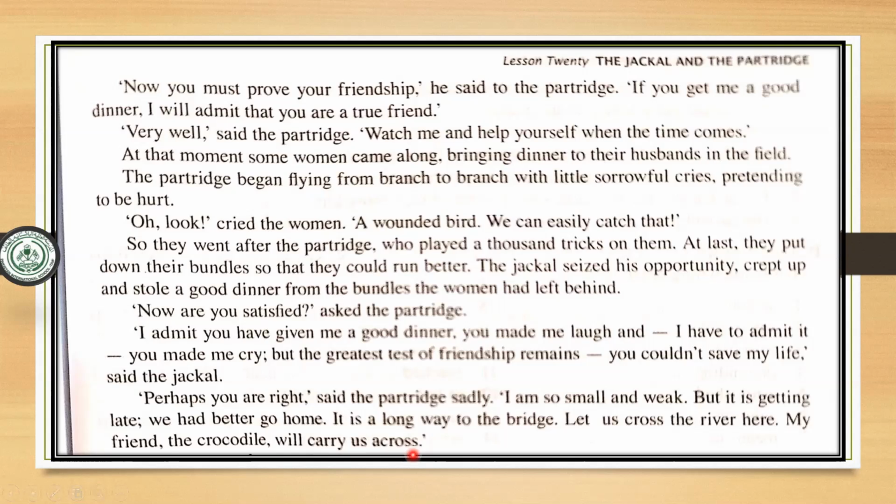Now, dear students, the partridge becomes sad and says, "Yes, of course, you're right. I couldn't save your life. I'm so small and weak. But now let's move towards home. It's better to go home. It's quite late. And there is my friend the crocodile. He will carry us across the river."